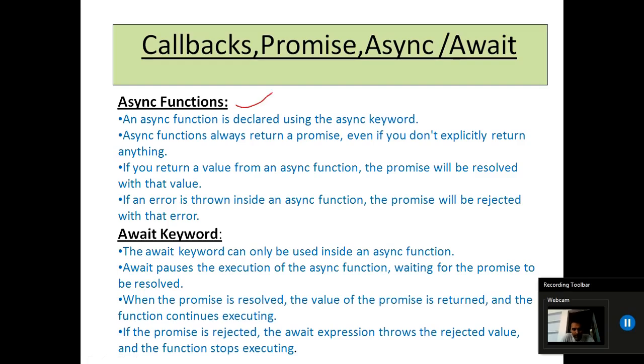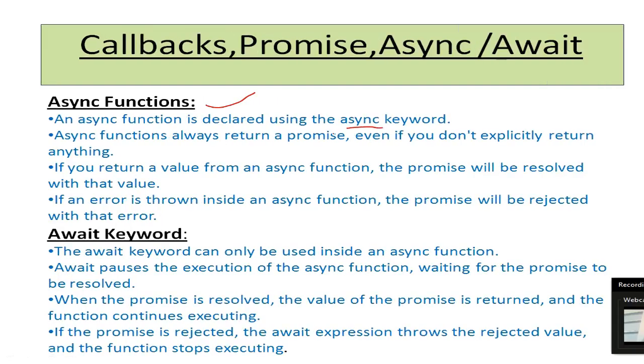So an async function is declared using the async keyword, which we have seen. An async function always returns a promise even if you don't explicitly return anything. If you return a value from an async function, the promise will be resolved with that value, like we have written in our program. If an error is thrown inside an async function, the promise will be rejected with that error.